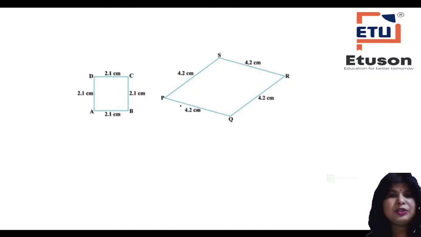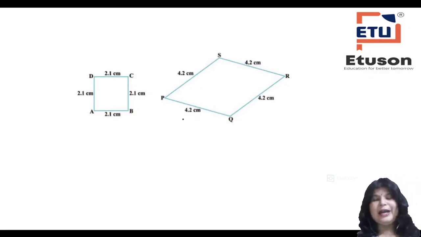What about the other, the representative fraction? Here the representative fraction is the same. For example, you can see SR by CD, SP by AD, PQ by AB: in all the cases it is 2. That means the representative fraction is the same. The scale is doubled, that means the side is doubled. But what about the angles? Angles are not the same.